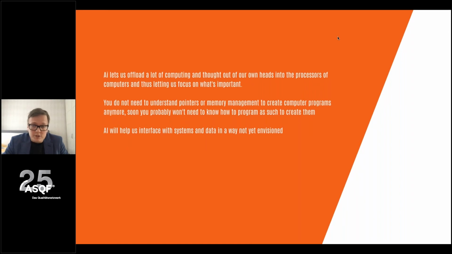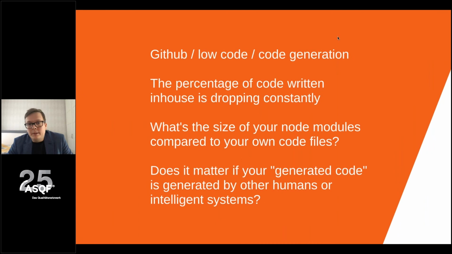And I think this is also something that's quite important, is that you have the high-level abstraction, but you can always go deep down. And AI, I think, will help us interface with these kind of systems and data in ways that we have not yet envisioned in programming languages. And what's going to happen? And another facet of this is then GitHub influence, low-code influence, and code generation influence.